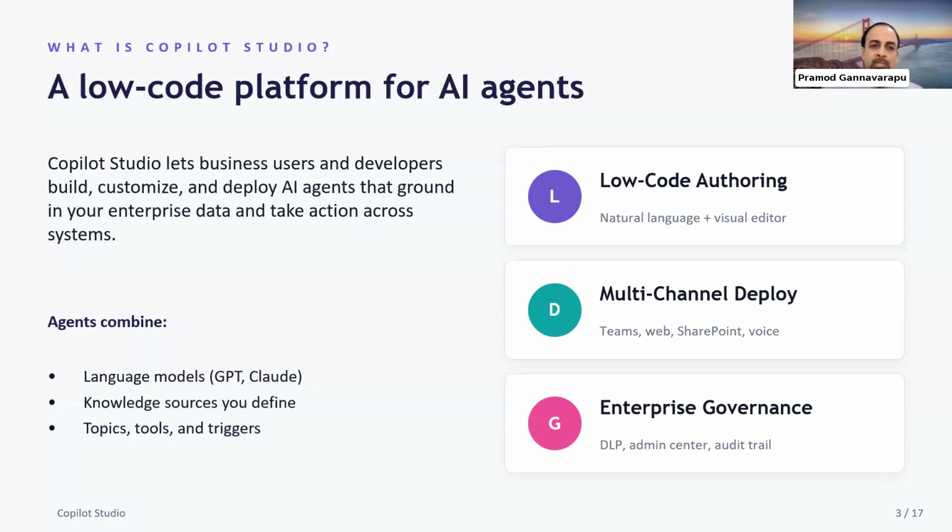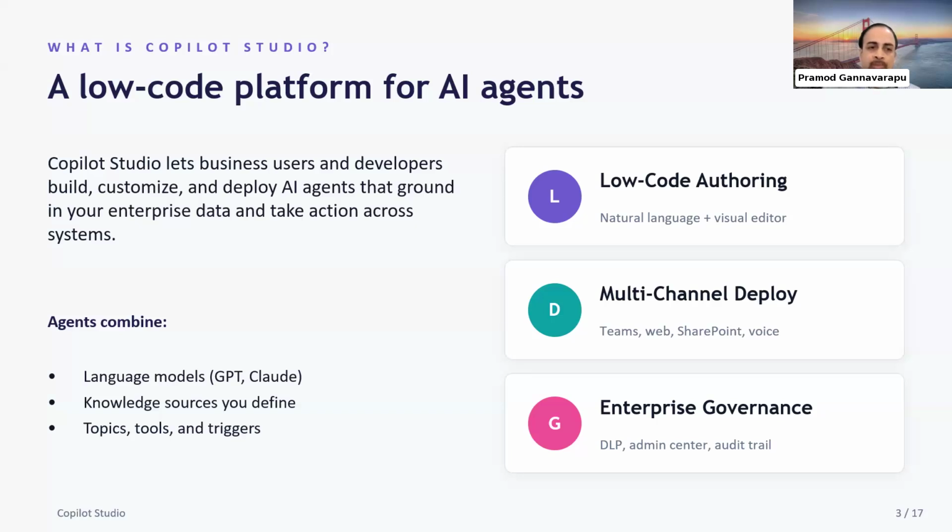Basically, you can use natural language and build an agent with Copilot Studio, and a visual editor, which is like Power Automate. You can build the flow with the visual editor and create specific tasks for your agent using Power Automate. That's how these agents work, and you can deploy the agents on multiple channels.